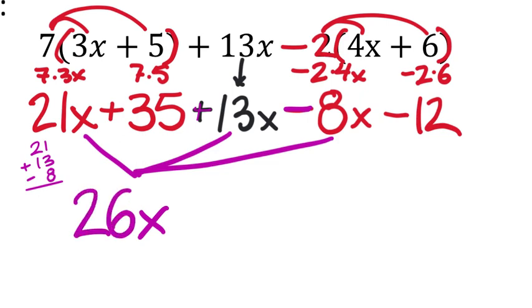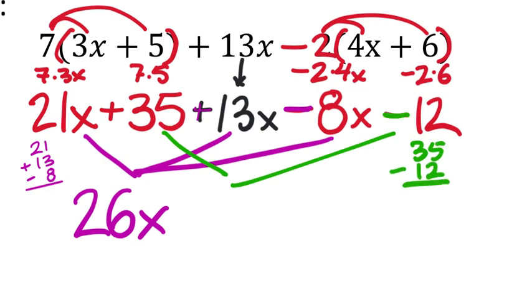So I was adding and subtracting. Again, if you don't trust yourself to do that, just put it in the calculator, we'll show you. Next up, I do have the constants, 35 and negative 12. So I'm going to take my 35, and I would just show that as minus 12 because of the negative sign right there. And that would result in positive 23. Okay, so that is the answer.